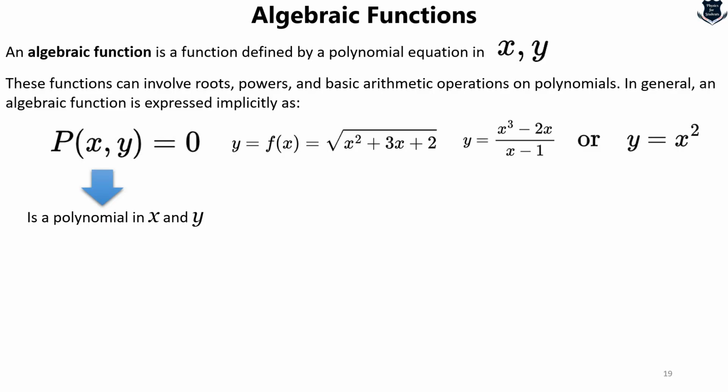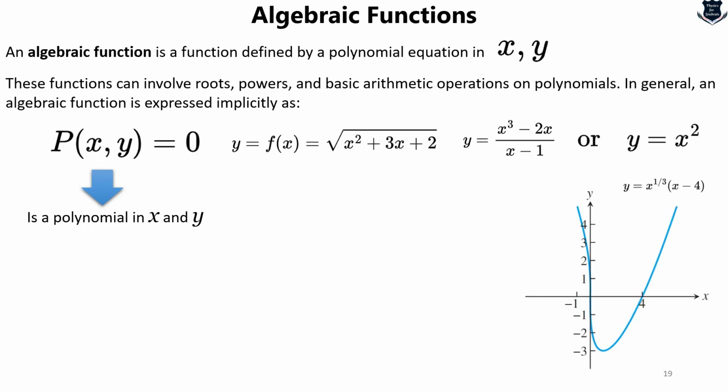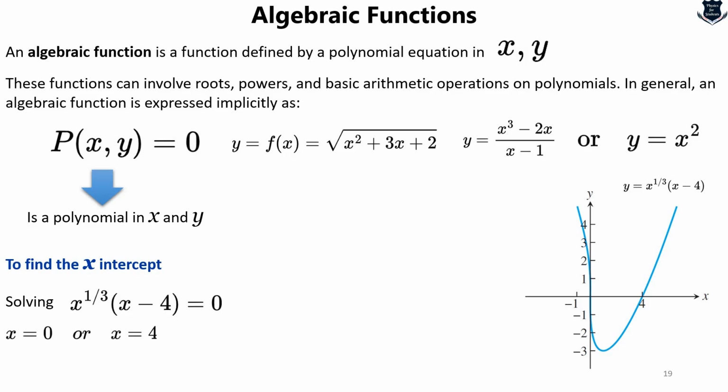So I would just first like to show you a graph, and I will take this function y equals x to the power 1 upon 3, times x minus 4. And to find the x-intercept, what I'm going to do is solve it. So solving x to the power 1 upon 3 equals 0, what we get is x equals 0 or x equals 4, which brings us to this point and this point.